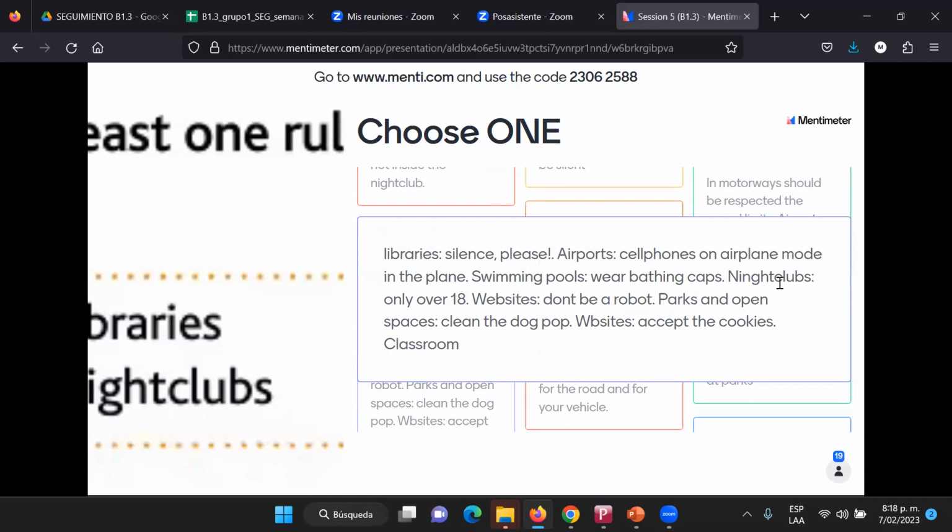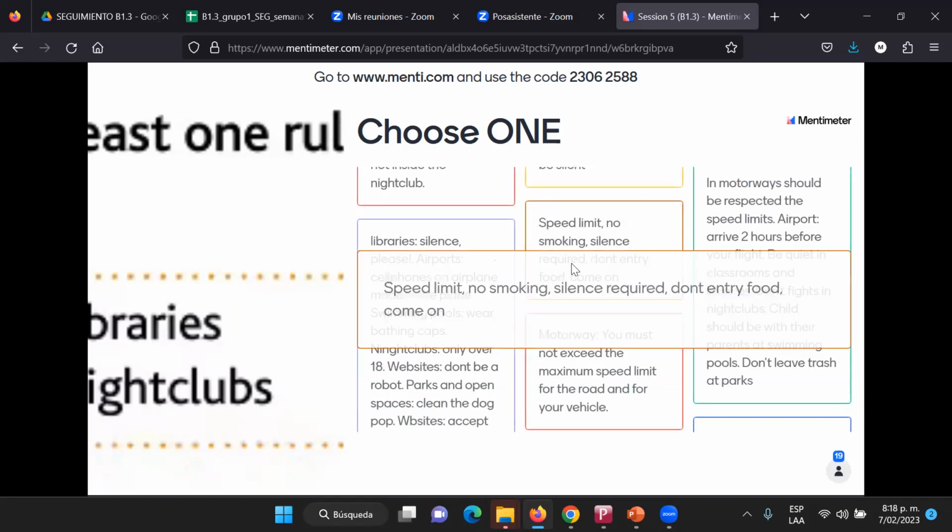Airport: cell phones on airplane mode in the plane. Swimming pools: no bathing caps. Nightclubs: only over 18. Websites: don't be a robot. Parks and open spaces: clean up the dog poop. There's an O missing there. Websites: accept the cookies. In Classroom, well, the space wasn't enough, obviously.